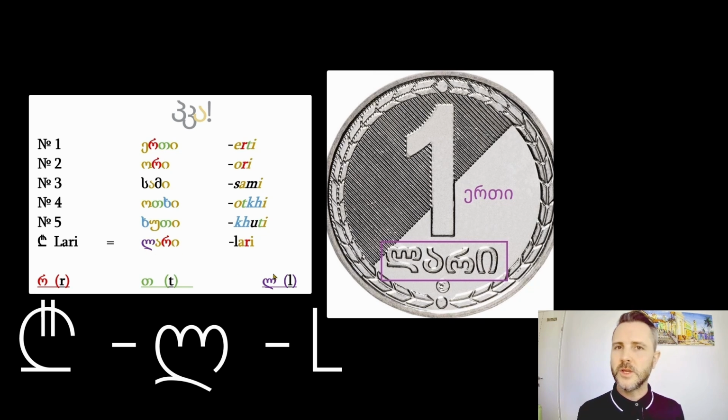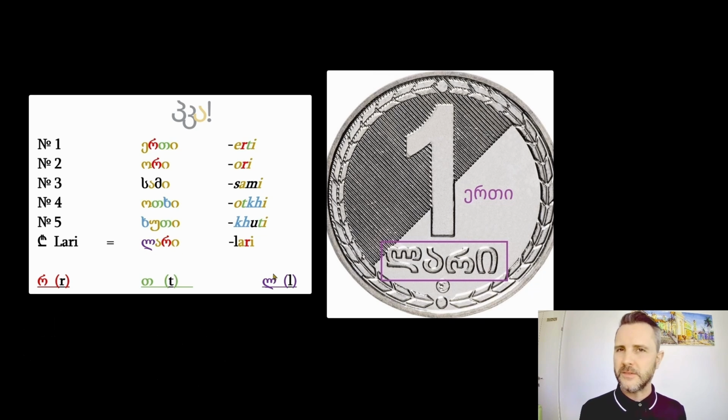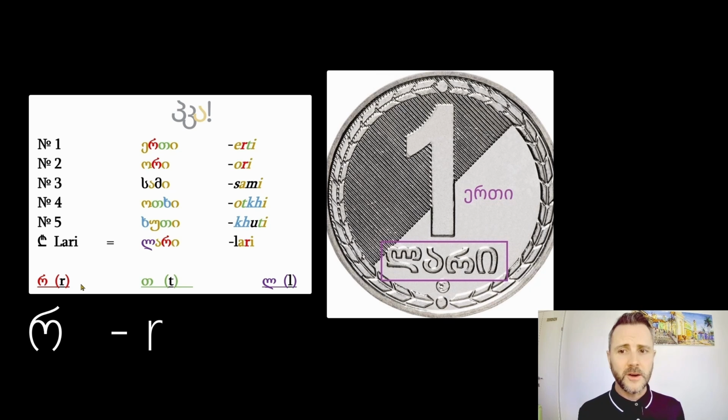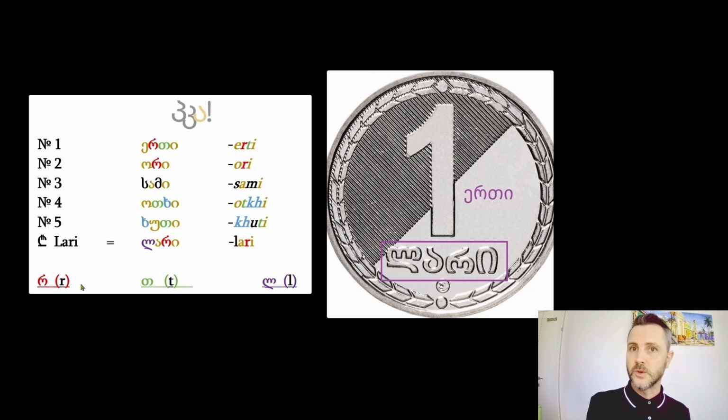L is a sound that we use in English. I didn't put too much effort into explaining it. T, we also use, think about it, T. And R, again, not complicated sounds. All of the complex sounds have already been done in the videos prior. So all we want to do is remember that these are the names, and we're going to need them when I explain the rules for counting. Erti, ori, sami, otkhi, khuti, and lari.